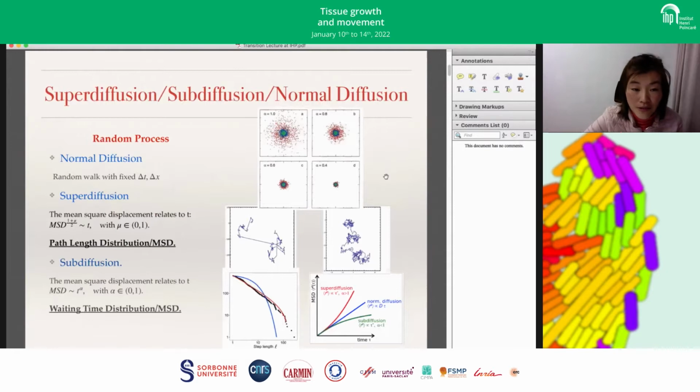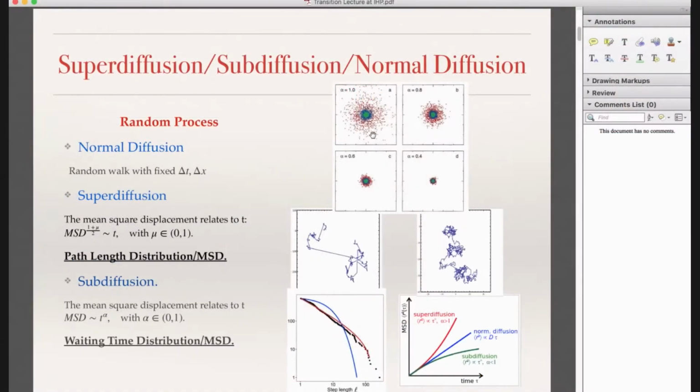I would like to introduce what those three different kinds of diffusion are: super diffusion, subdiffusion, and normal diffusion. Actually, this picture, you can see my mouse, right? Yes, we can. Okay, good.